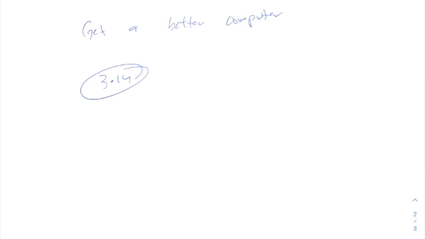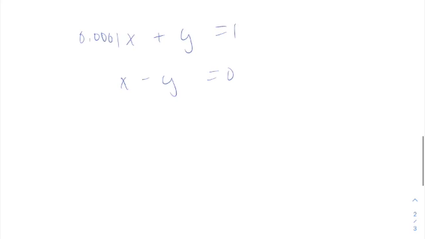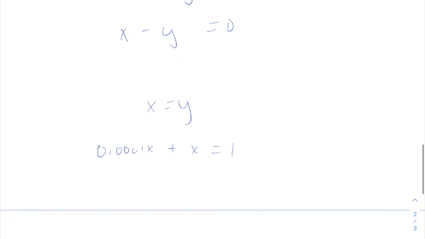Now let's go into another example where a computer makes a mistake just due to how it represents notation. So y equals 1, x minus y equals 0. We're going to interpret this as x equals y, so 0.001x plus x equals 1, x equals a little bit over 1, and y would then equal a little less than 1, sorry, roughly 1 as well.